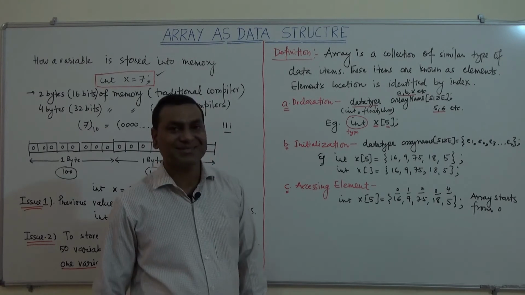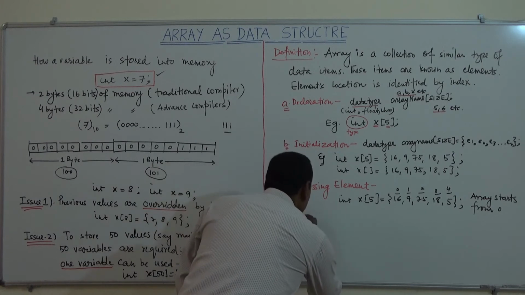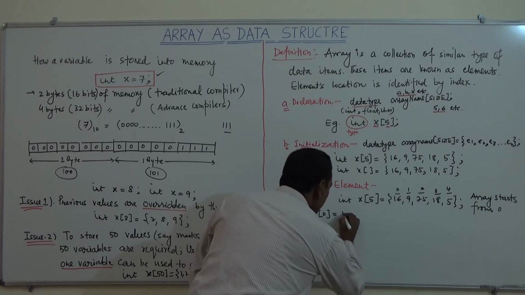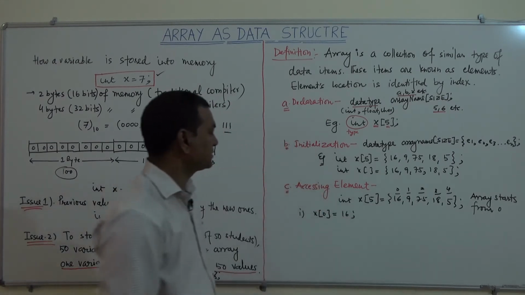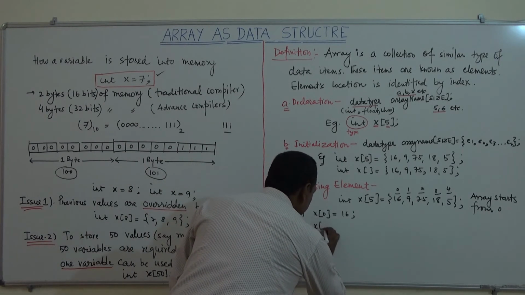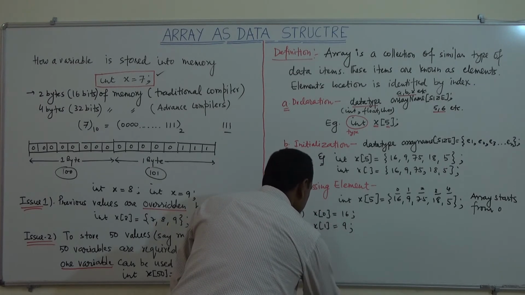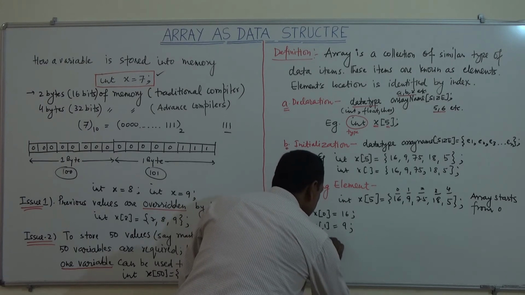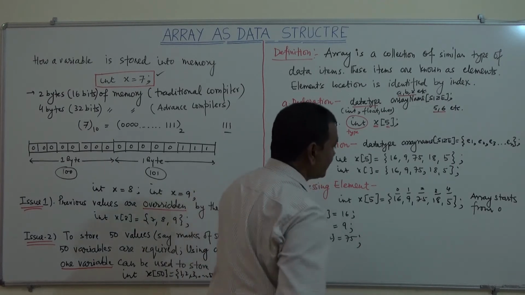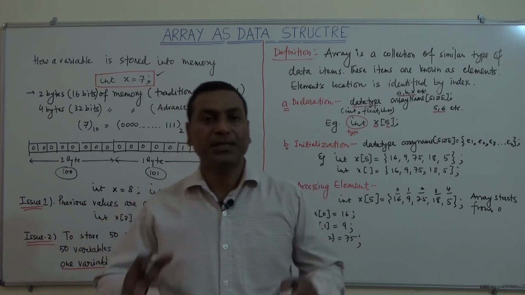Now if you want to access the first element, its index is 0. So we can write x[0], this will be 16. If you wish to access the second element, then x[1] is 9, third x[2] is 75 and so on. So in this way we can access the element of the array.